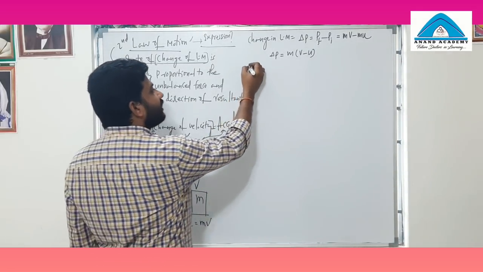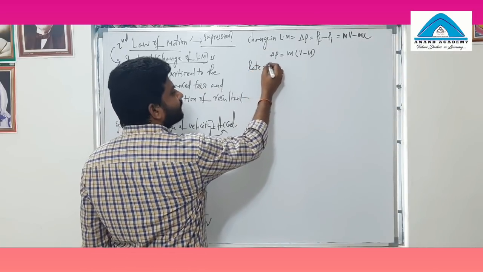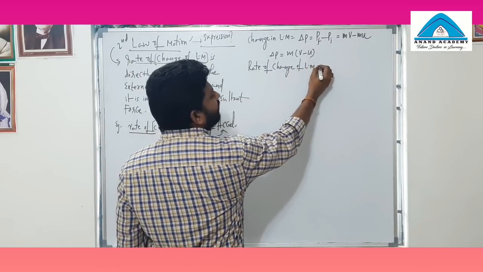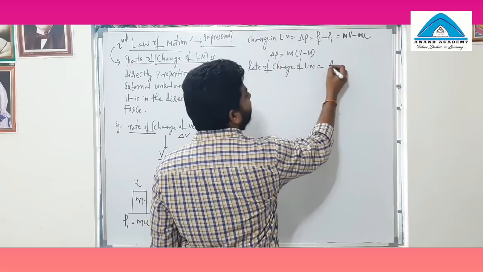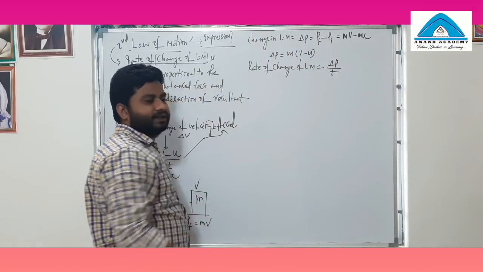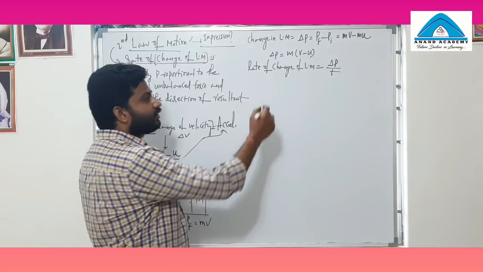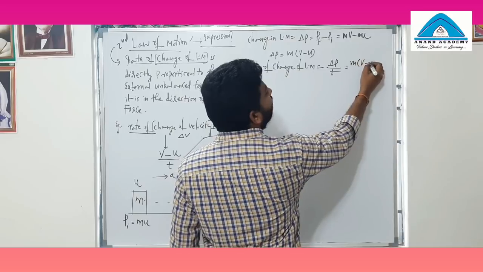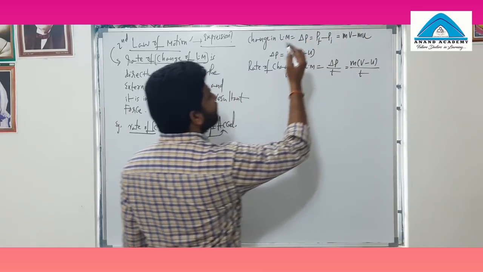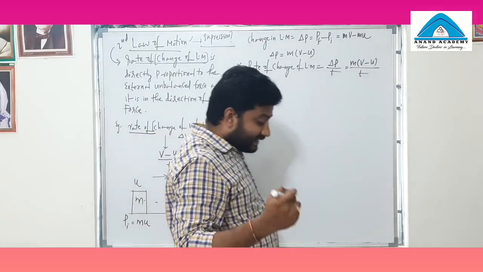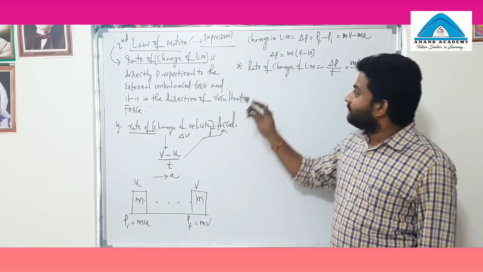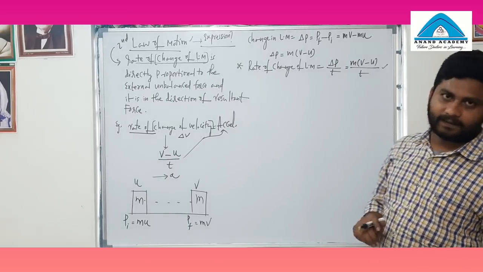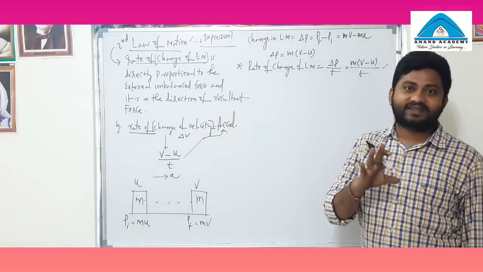So, what I am writing here is the rate of change of linear momentum is equal to, what is that? Delta P divided by time. That's it. Right? So, finally, what I am writing? Rate of change of linear momentum is m into (v minus u) by t. This is the most important part of the statement of Newton's second law of motion. The rate of change of linear momentum is m into (v minus u) by t. Clear? Sure? Are you understanding?